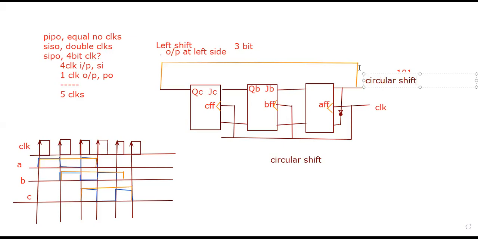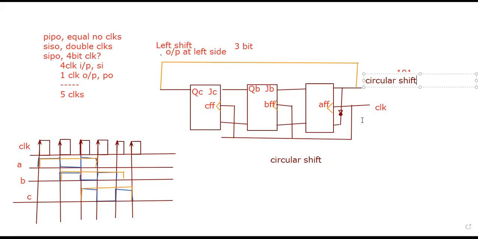Circular shift in the sense output of last is provided as input to the first. No matter whether the first is this or this, it doesn't care. Ultimately it is inside a loop, so we must create a loop from first to last. So this is your circular shift register. Again, take a screenshot of it. So this is about the shift register.